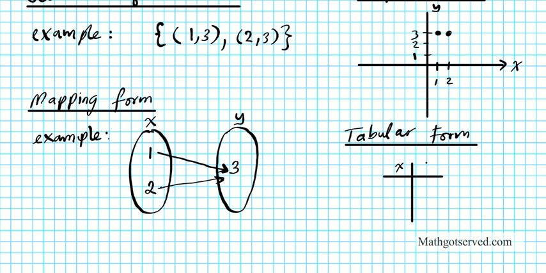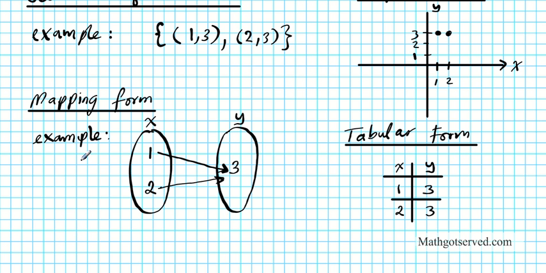The x and the y. Okay, so you have (1, 3), and then (2, 3). So each row basically shows you an ordered pair or an association, okay? Each row tells you that. So you see this first row right here, 1 and 3 form an ordered pair, and the second row right here, 2 and 3 form an ordered pair. So that's a tabular form, okay?